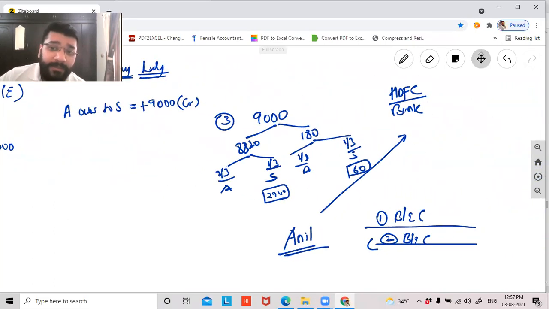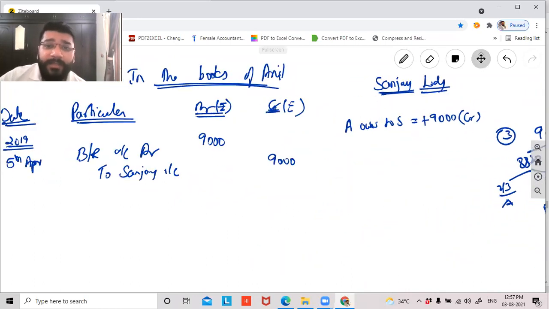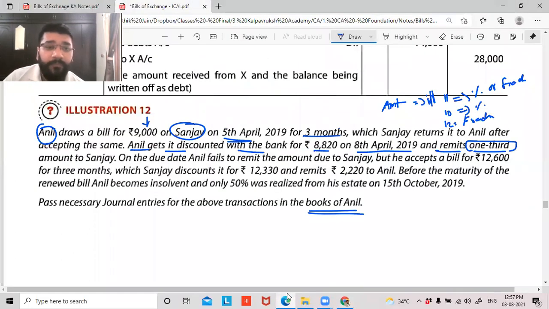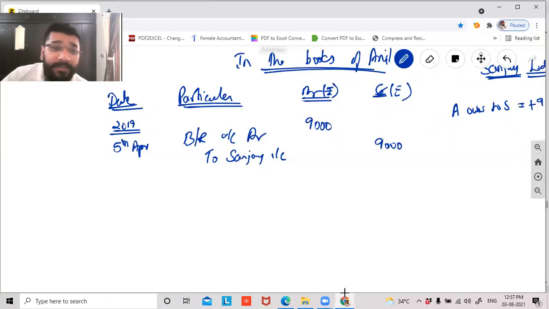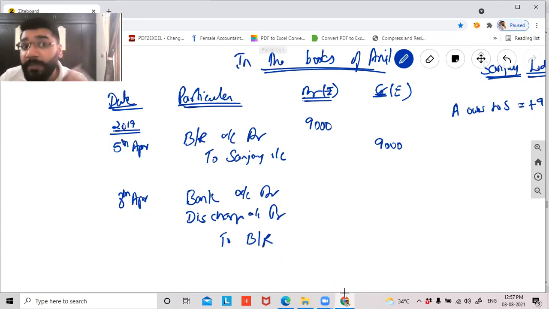Then what happens? Anil is going to the bank and getting it discounted. For discounting, will we record any journal entry in the books of Anil? Yes. And when is discounting happening? On 8th of April. Look at the date, guys. On 8th of April, Anil is getting some amount from HDFC Bank and he has to bear the discounting charges.